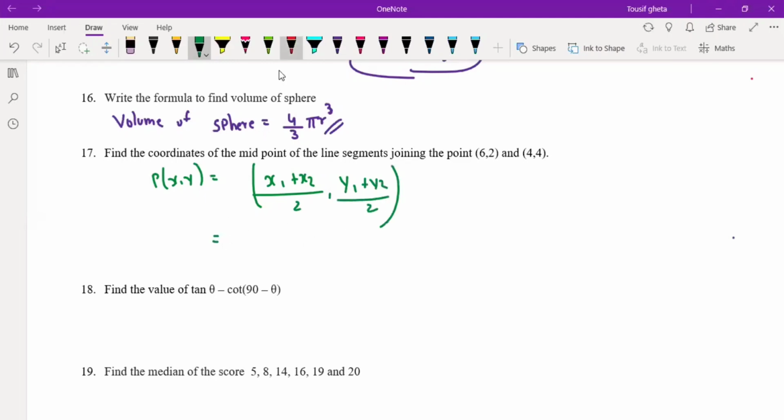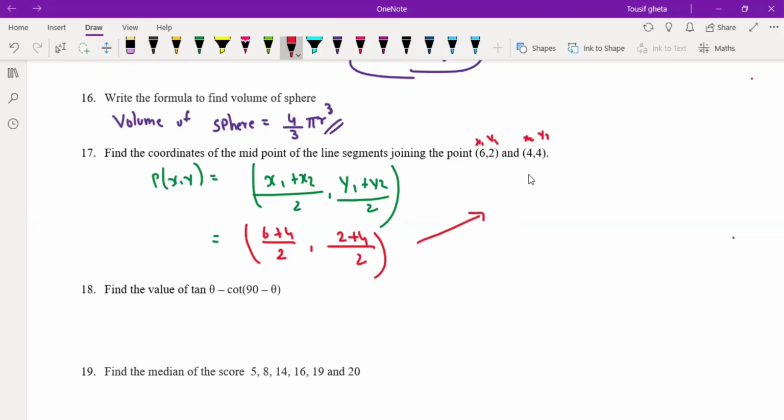Let us identify and substitute the values of x1, x2, y1, y2. So this is our first point, that is x1, y1. The second point is x2, y2. Let us substitute the values. x1 is 6, x2 is 4, divided by 2, y1 is 2, y2 is 4, divided by 2.